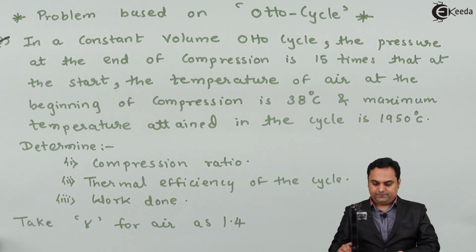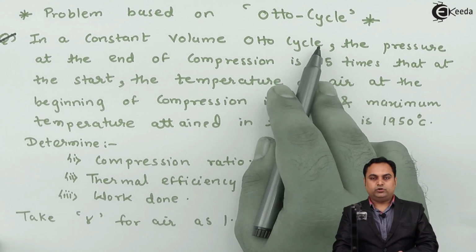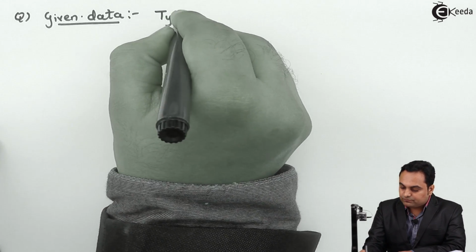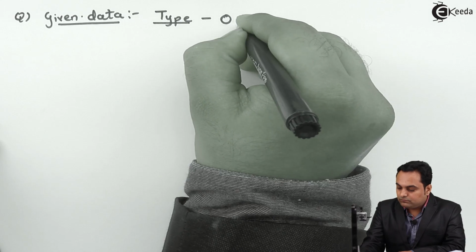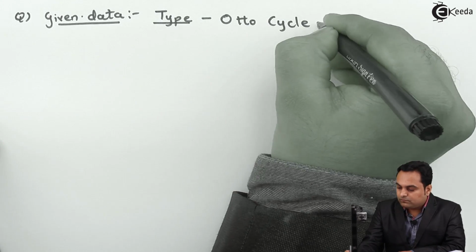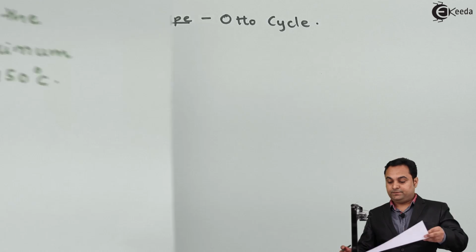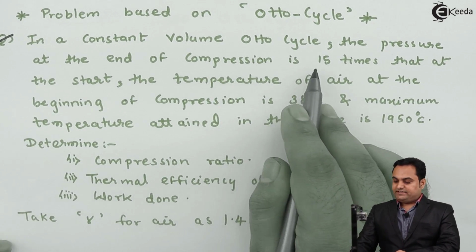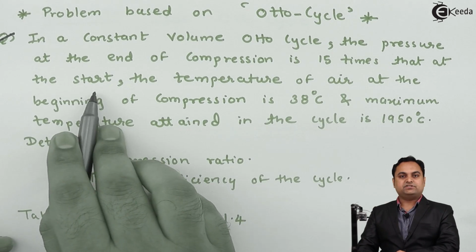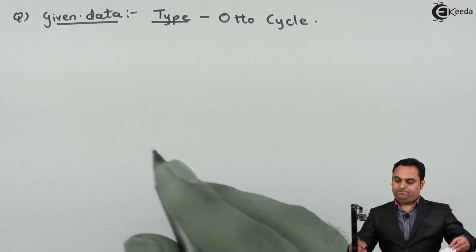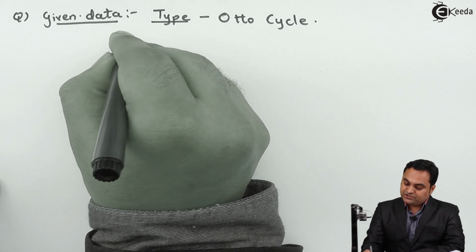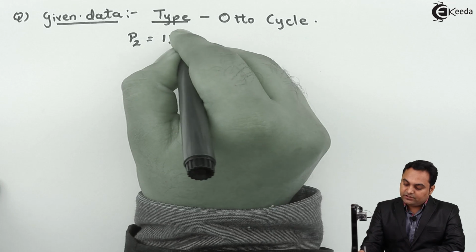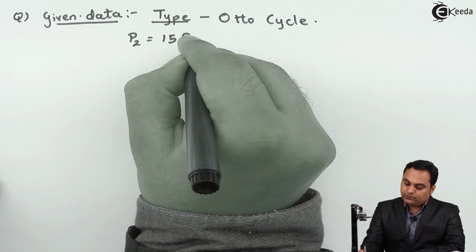Now it is given that in a constant volume Otto cycle, the type of cycle is given, so I'll mention the type first: Otto cycle. Next, the pressure at the end of compression is 15 times that at the start. So the pressure at the end of compression is P2 and it is 15 times the pressure at the start, which is P1.